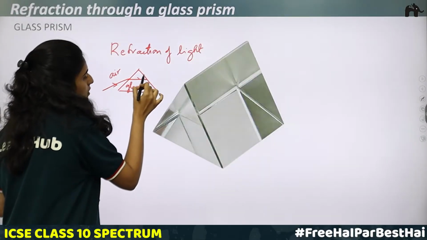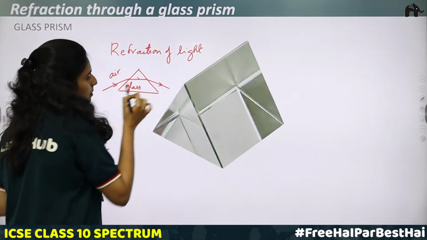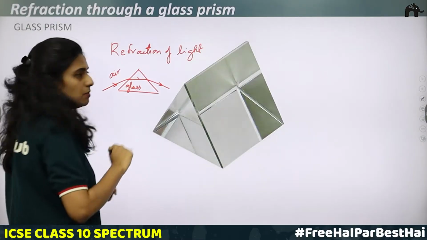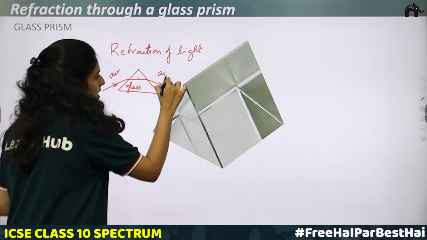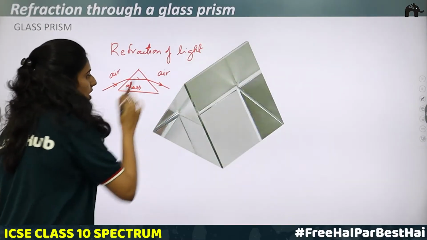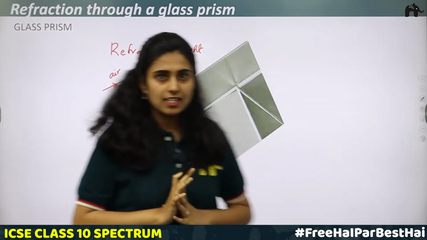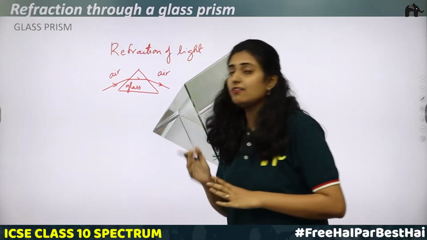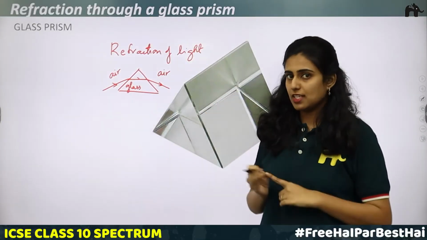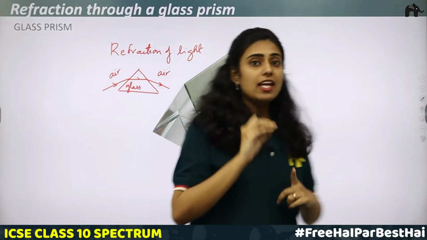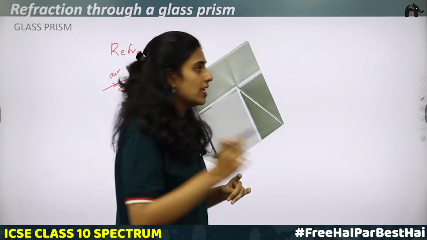Now when it travels from glass back to air, what happens? There is a change in medium. Glass is one medium and air is another medium. When medium changes, what happens? There is a bending of light. We have studied about this. Yes, so refraction is the bending of light when light travels from one medium to other. Also we have studied when light travels from a rarer medium to denser medium.